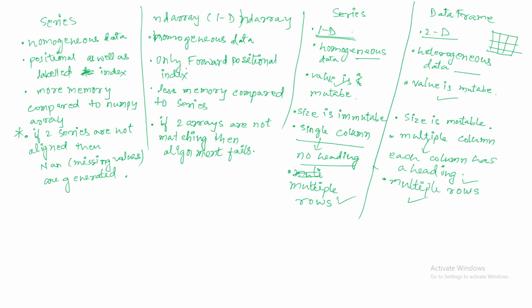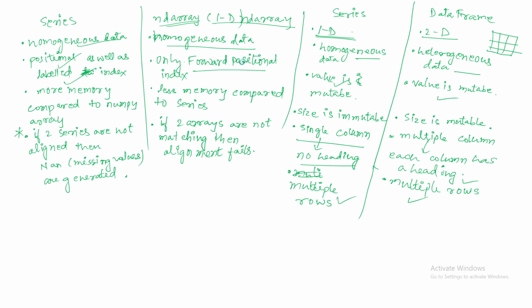Now the difference between series and arrays. 1D ndarray means single dimensional ndarray. Series data is homogeneous data type. Here ndarray is also homogeneous because it is numeric data. Whenever we call ndarray, it means numeric data, NumPy we are calling. NumPy generally accepts only numeric data. Series, you remember, accepts positional as well as label index. Here only forward positional index.